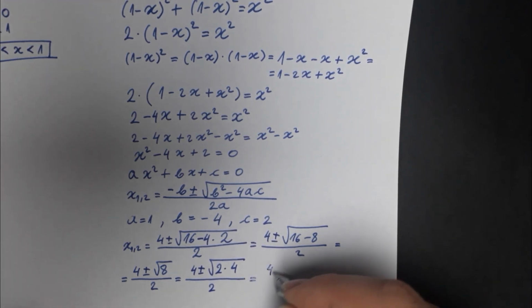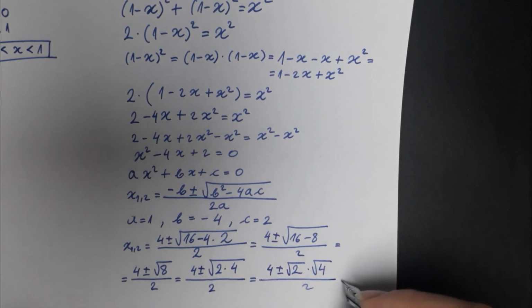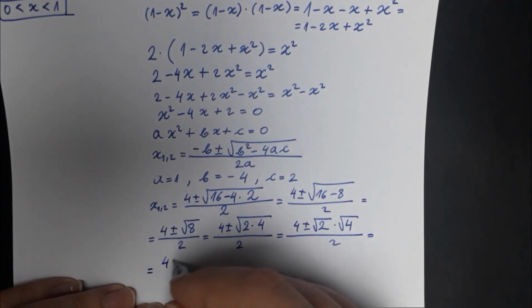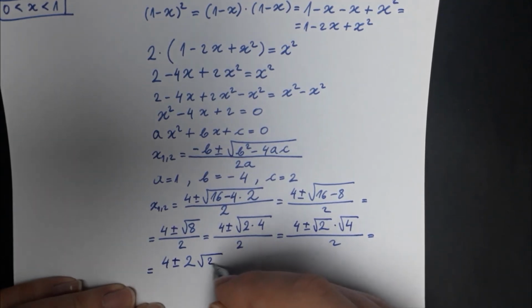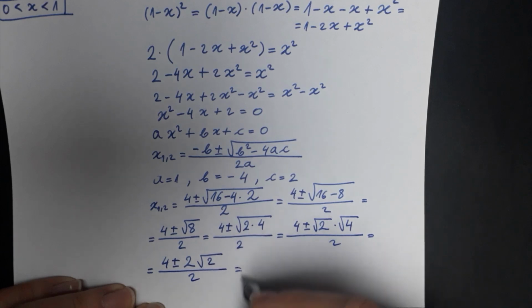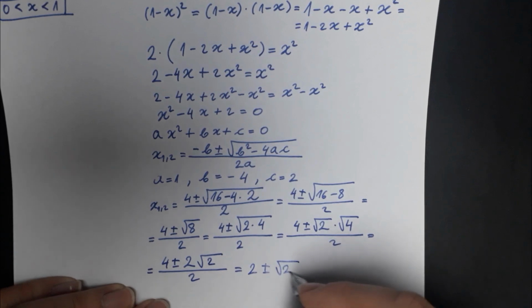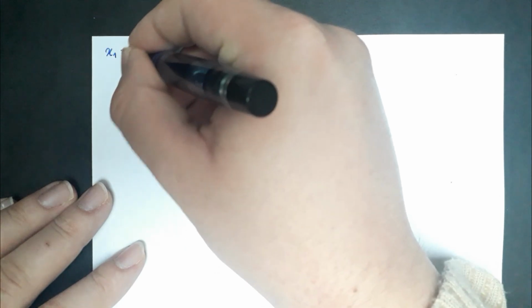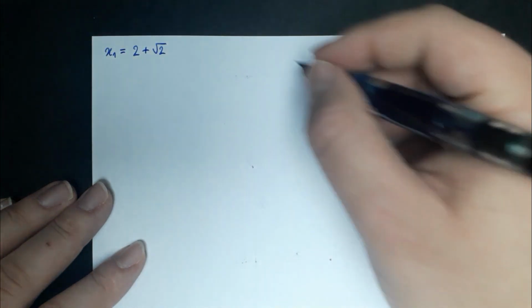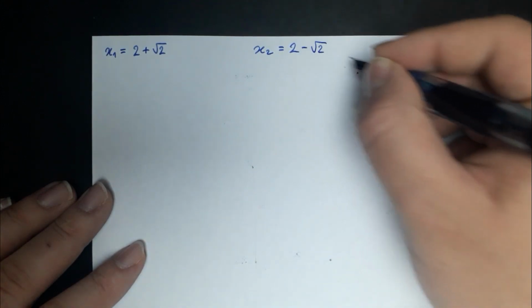We can now separate these numbers under the square root as square root of 2 multiplied by the square root of 4, and then we get that this is equal to 4 plus or minus 2, which is a square root of 4, multiplied by the square root of 2, divided by 2. And when we simplify this, we get 2 plus or minus the square root of 2. So we now have that one solution of this equation is 2 plus the square root of 2, and the other solution of the equation is 2 minus the square root of 2.